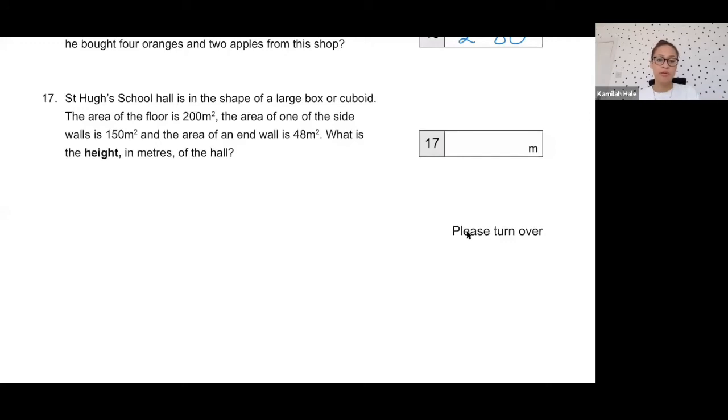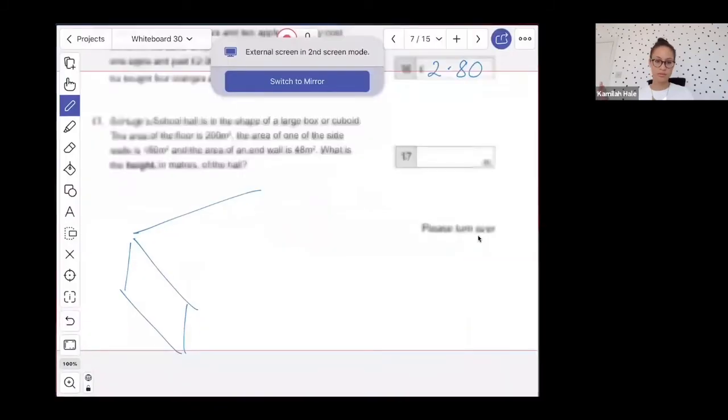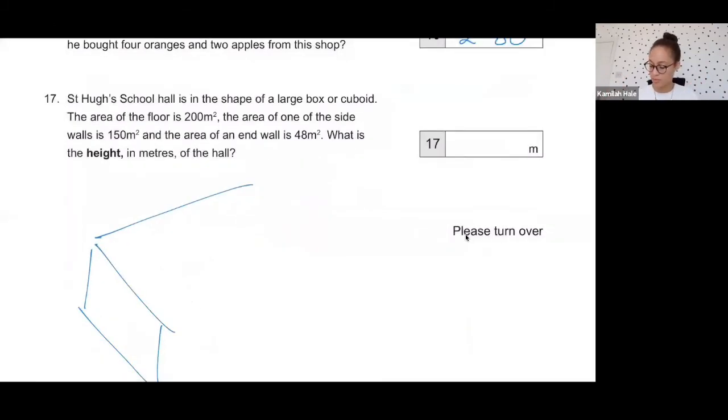The area of the floor is 200 meters squared. The area of one of the side walls is 150 meters squared, and the area of an end wall is 48 meters squared. What is the height in meters of the hall? Let's draw a cuboid.